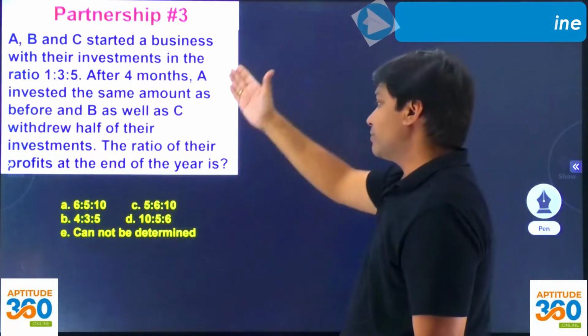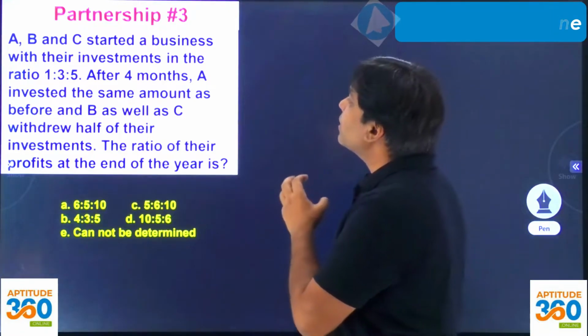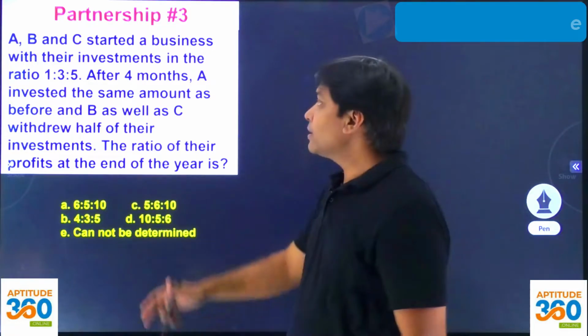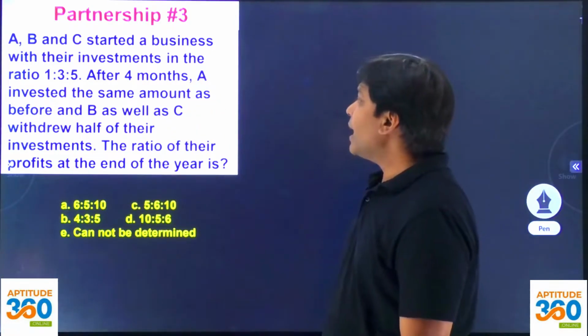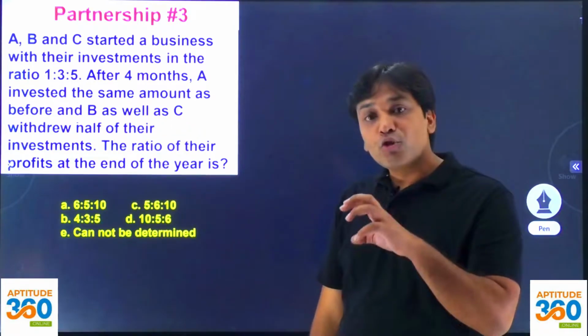Let us try to solve this one. It says that A, B and C started a business with their investments in the ratio 1:3:5. After 4 months, A invested the same amount and B and C withdrew half and half.